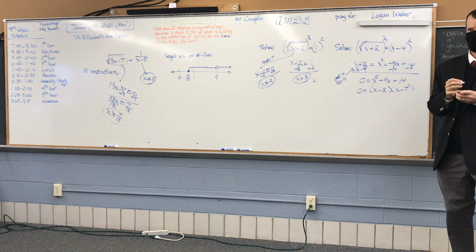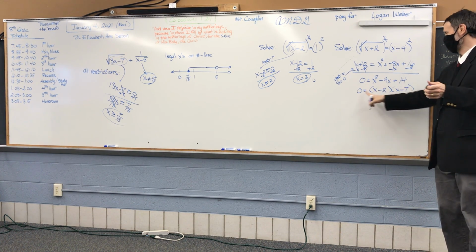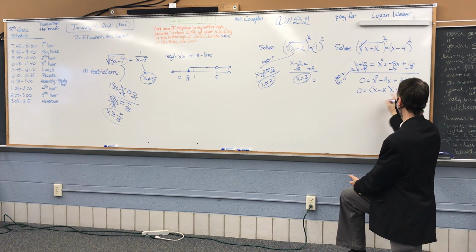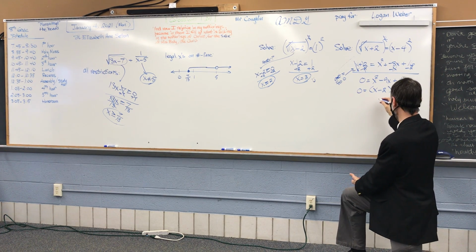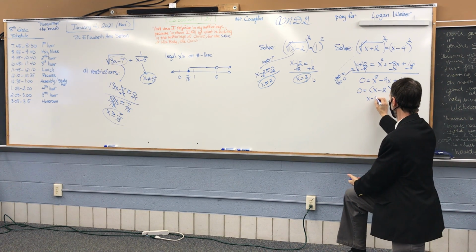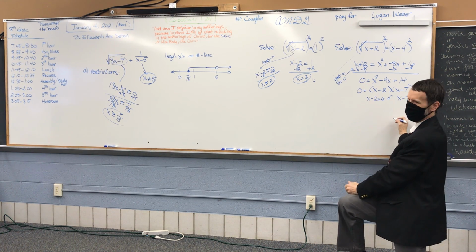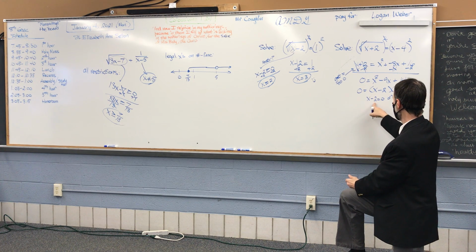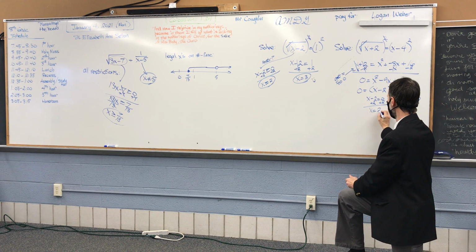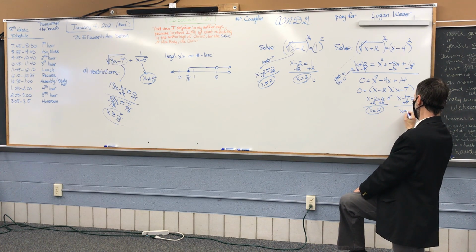Can anybody solve it now? Remember your factoring. Something times something equals 0. So x minus 2 equals 0, or x minus 7 equals 0. This is not restrictions, this is solving. Remember zero product property? Add 2 to both sides: x equals 2. Now over here, add 7: x equals 7.